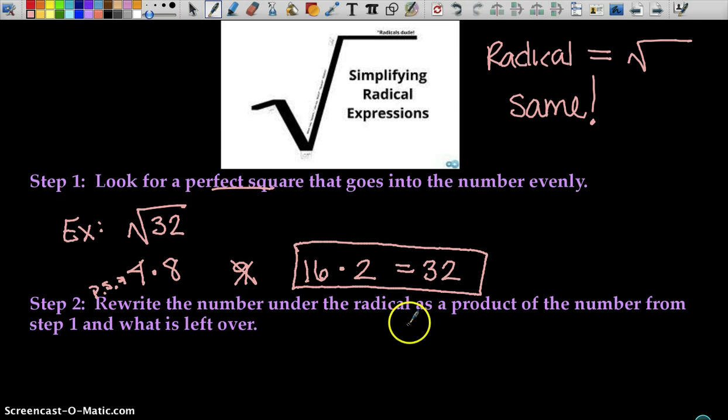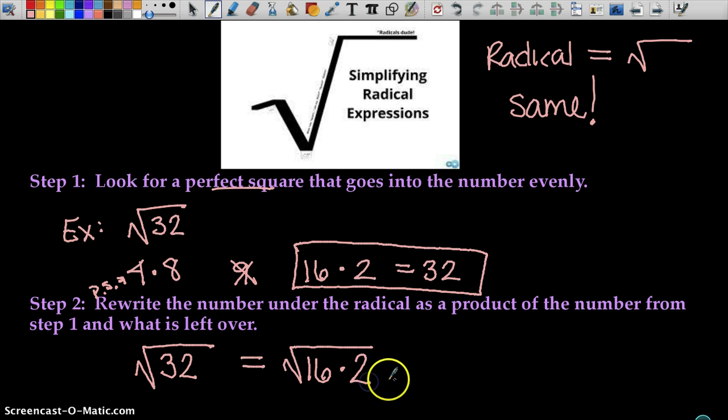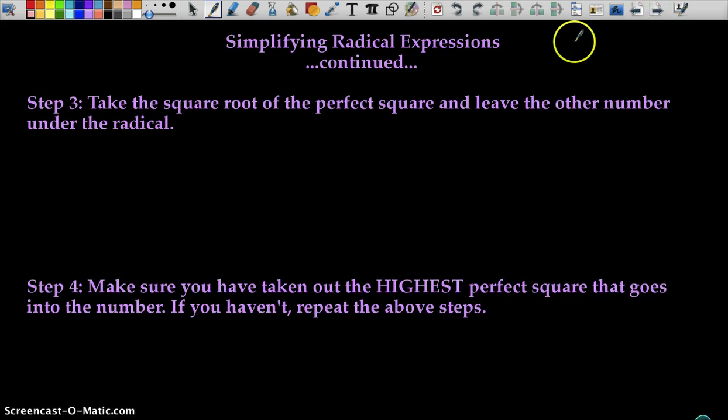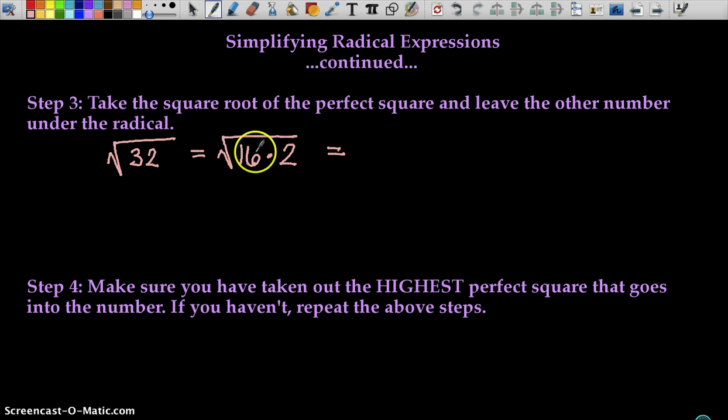Rewrite the number under the radical as a product of the number from step 1 and what's left over. So instead of having the square root of 32, this now becomes the square root of 16 times 2. Okay, so it's the same thing. It's still 32. Our step 3, we're going to take the square root of the perfect square. So I'm just rewriting this whole step again. So we had square root of 32. We broke it down into the square root of 16 times 2. And then we're taking the square root of the perfect square, so this one.